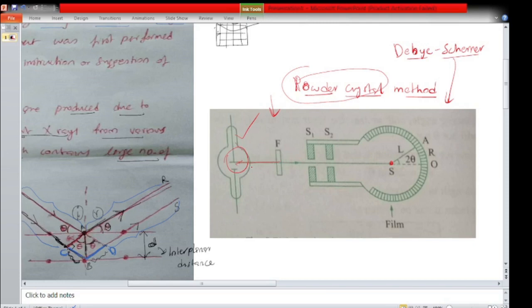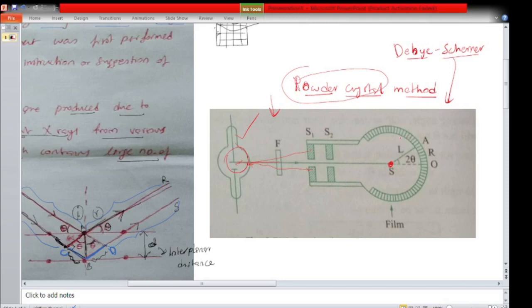If some radiation, some X-rays, are coming in different directions, that will be filtered out. So only through that very narrow gap will the X-rays come, which means that they are collimated. Collimated means they are in a single line. Very narrow. And those X-rays will be falling on that powdered specimen at this center.